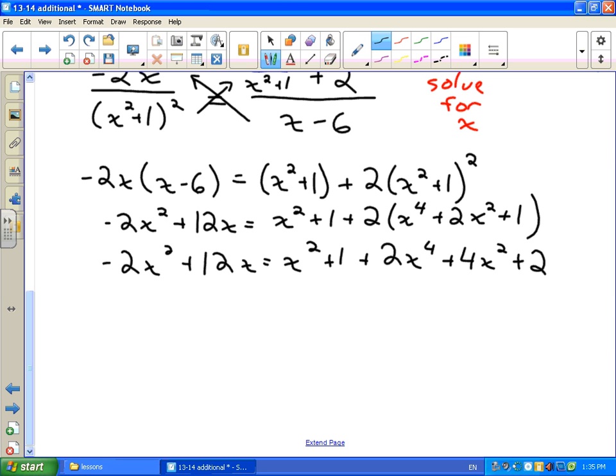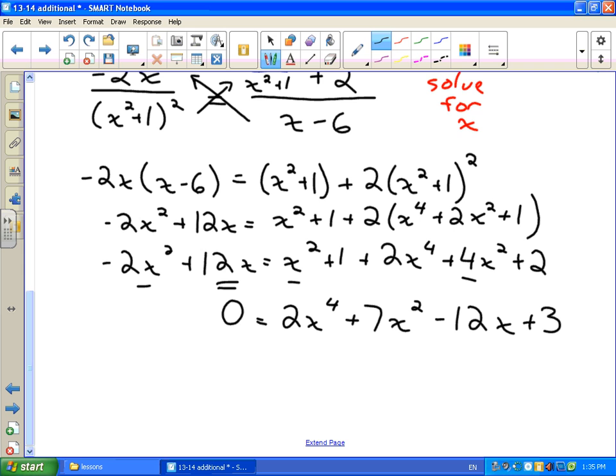Now let's collect all of our like terms and bring them over to one side. So I'll have 0 on this side. Over here, I'll have my 2x to the power 4. I'm going to have 7x squared when I combine these terms. And then I'm going to be left with negative 12x from here and a positive 3 for my two constant terms. Now I need to solve this somehow for x, possibly.